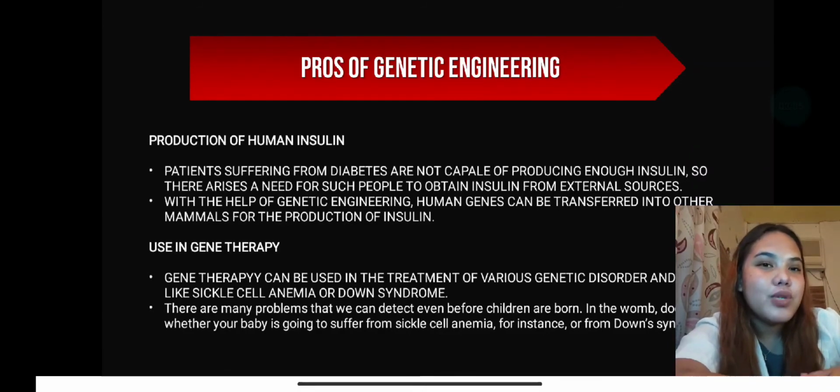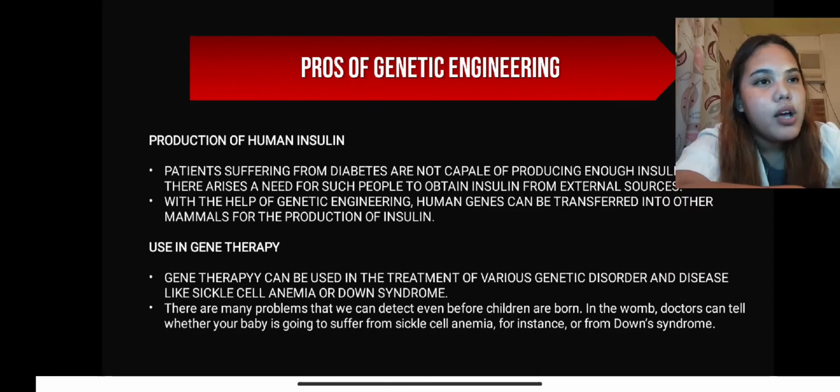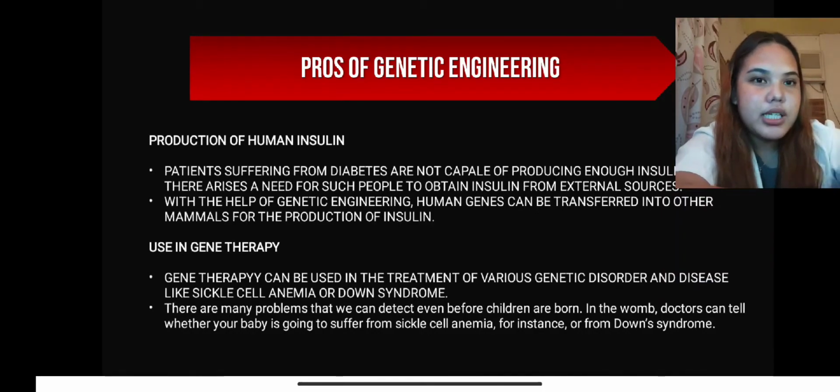Got it? Okay. Next, we have the use in gene therapy. It can be used as a treatment of various genetic disorders and diseases like sickle cell anemia or Down syndrome. So, these are organisms that are added to, removed from, or created by the experts, the researchers, the scientists, to treat those who have genetic disorders. It is not totally a cure, but it can treat, to lower and control the pain, and also to lessen the symptoms.